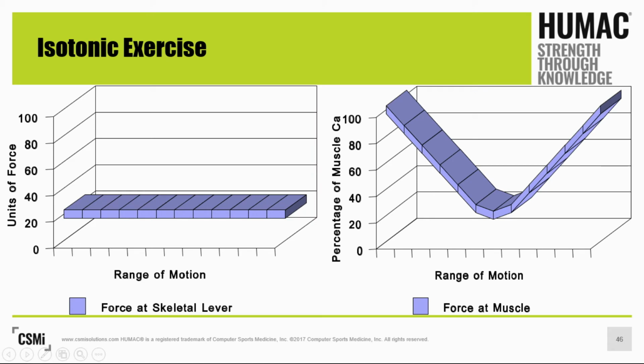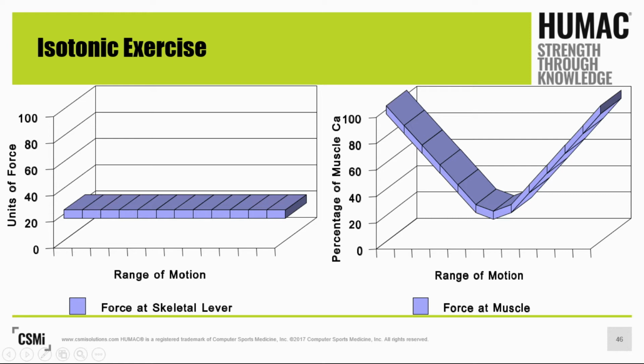This slide shows the same graphs we saw with isokinetic, except now they represent isotonic exercise. The graph on the left plots force along the y-axis with range of motion along the x-axis. Because the resistance is constant, the line is straight. The graph on the right plots percentage of muscle capacity along the y-axis and range of motion along the x-axis. At the beginning and end of the range of motion, where we're weakest, the muscles have to work harder to overcome the resistance, so the line is higher.